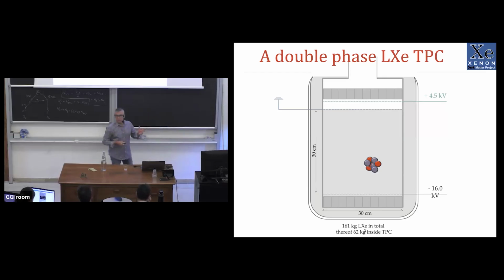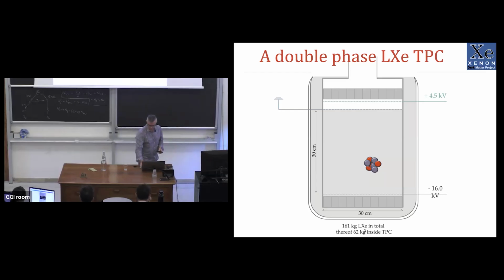The third ingredient are photosensors. Okay, we need to collect the signal, and so we have 2 arrays of photosensors. One is at the bottom, inside the liquid phase, and a second one is in the top part in the gas phase. From the sketch here, you cannot see, but clearly the photosensors are looking inward, because the light comes from the inner part of the detector.